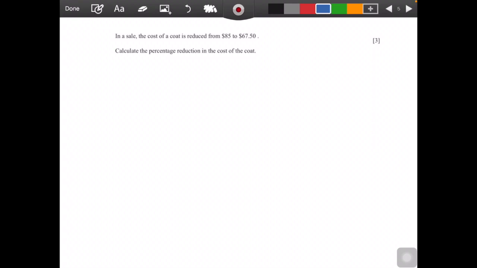So for this episode, we'll be covering everything that has to do with percents. In a sale, the cost of a coat is reduced from $85 to $67.5. Calculate the percentage reduction in the cost of the coat. So we want to find the percent reduction. We want to know what you multiply to the original value that will equal 67.5.